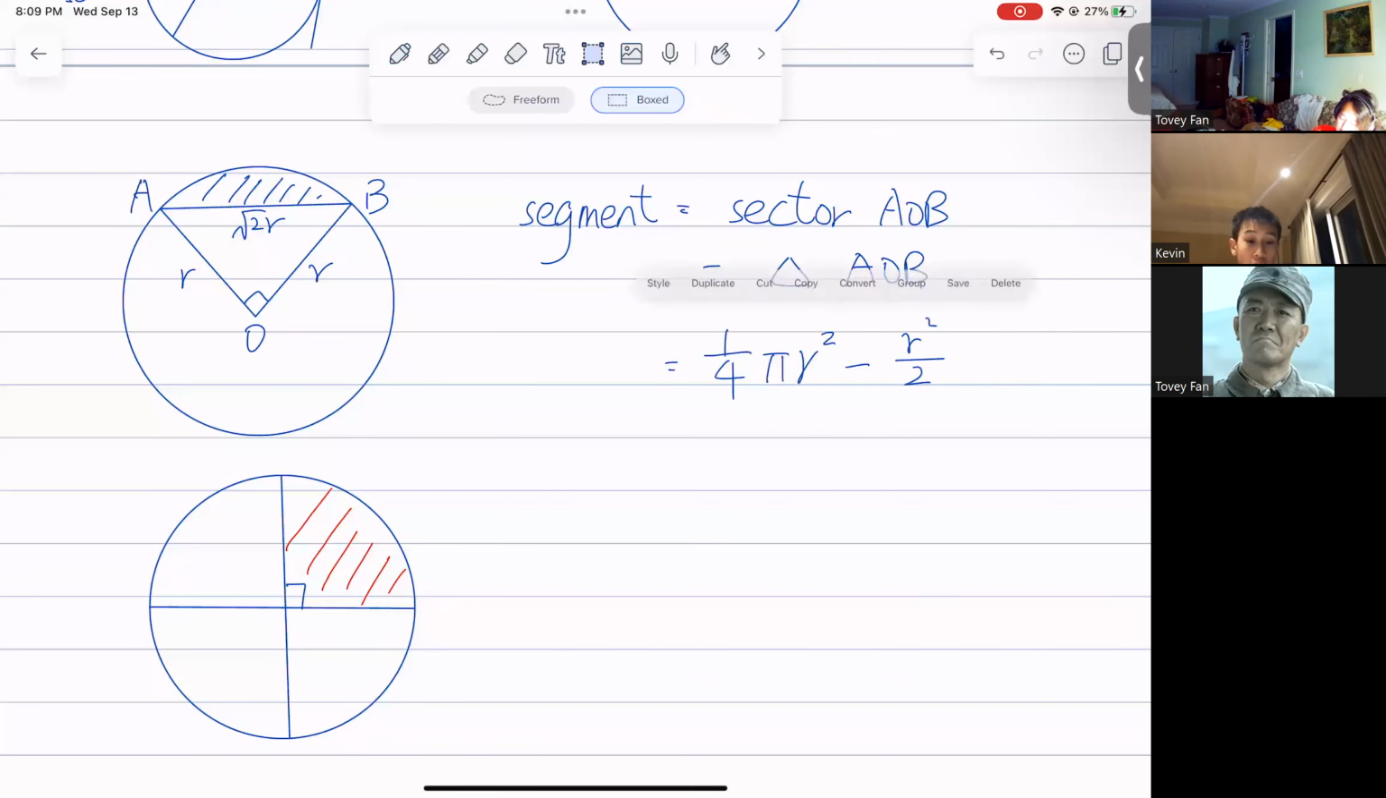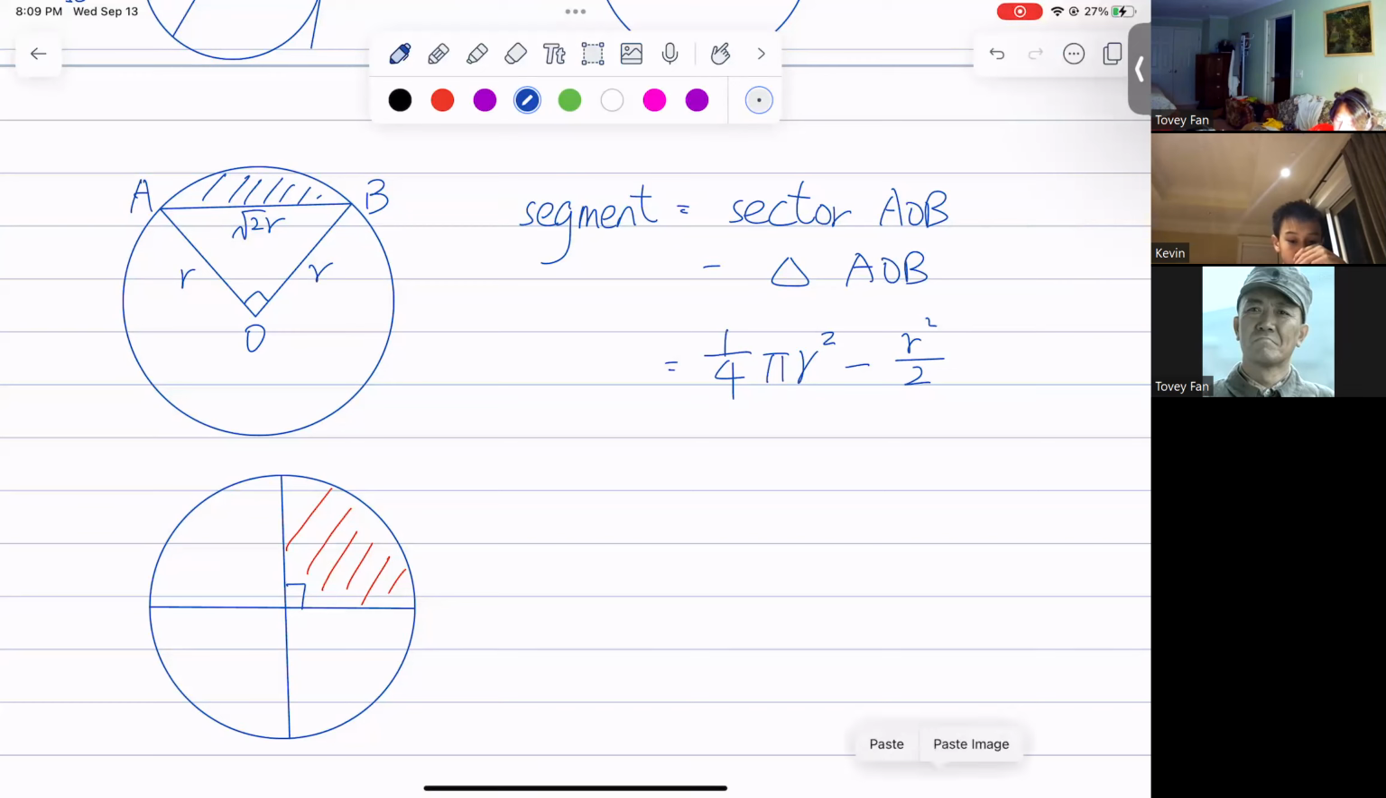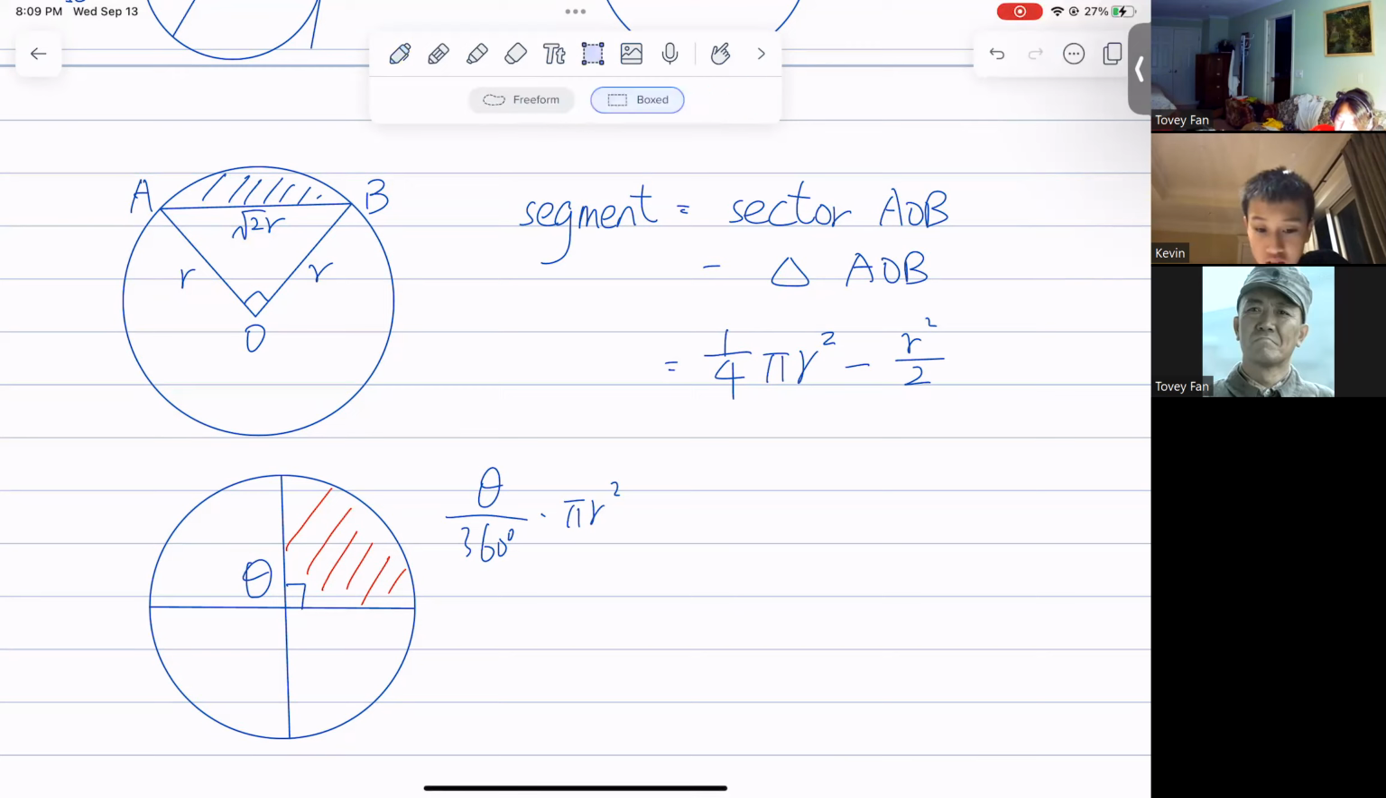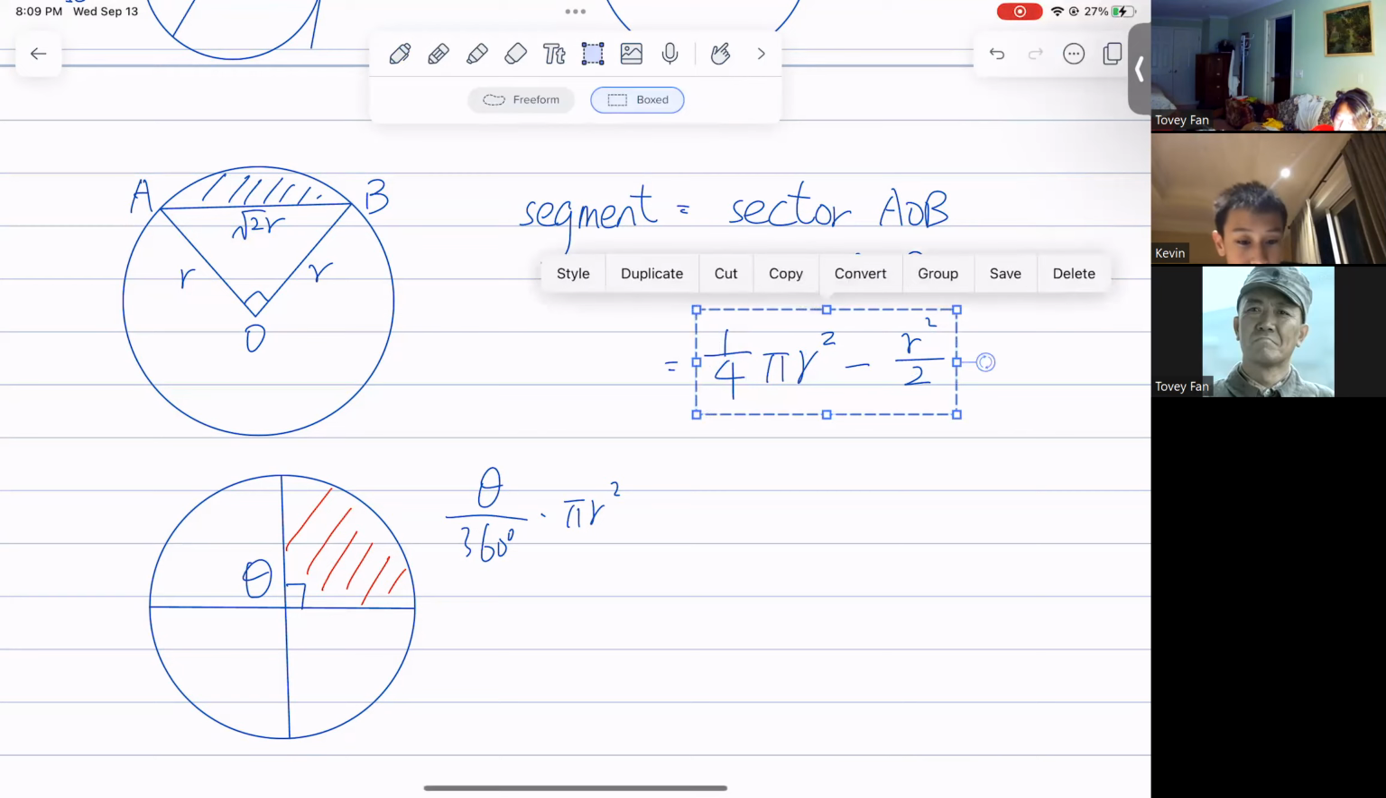Does it make sense? Sector, quarter circle. The area of the triangle, we did it before. It's very simple, just the quarter circle thing, because it's 90 degrees. If it is not 90 degrees, whatever the angle is in the middle, let's say theta, you just do theta over 360 degrees. This allows you to find the proportion. Just use the proportion times pi r squared, and you will get the area of the sector. Okay, so this is the area of the segment.